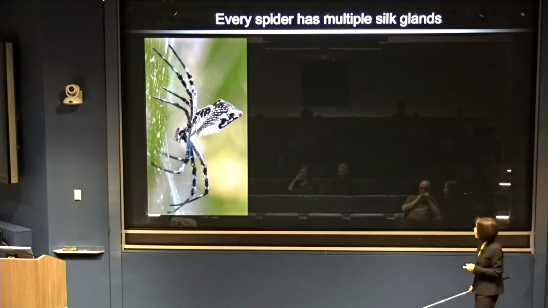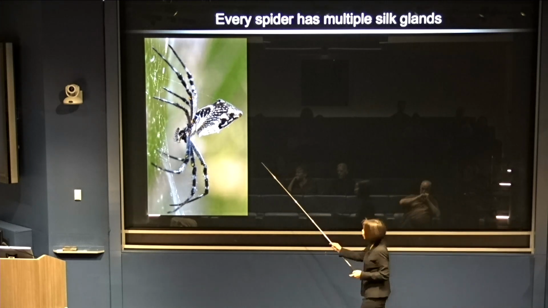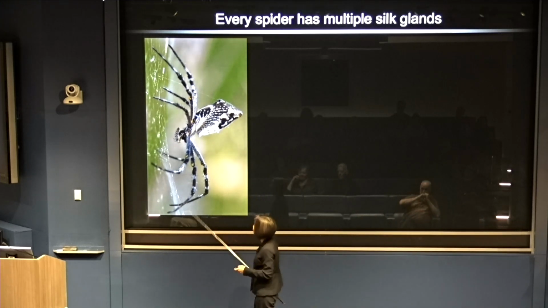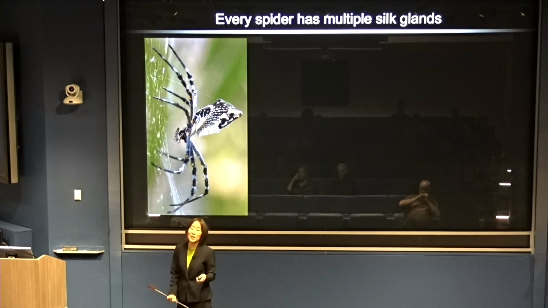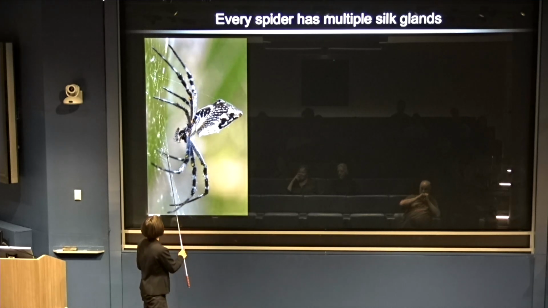And so every spider can make multiple silks. So here's one of my study animals. This is the silver garden spider, Argiope argentata. And this is Argiope argentata on her web.